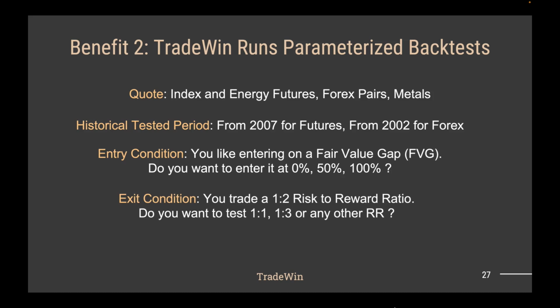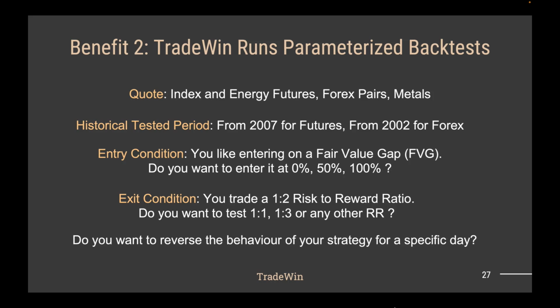Same for the exit conditions. Let's say you like trading a 1-to-2 risk to reward ratio. Wouldn't you want to know what happens to the overall results when you test a 1-to-1 or 1-to-3 risk to reward ratio? This is another parameter TradeWin can change when running simulations. And, I don't know, do you want to reverse the behavior of your strategy for a specific day? Why not? You could do anything. That's what's awesome about TradeWin and coding.